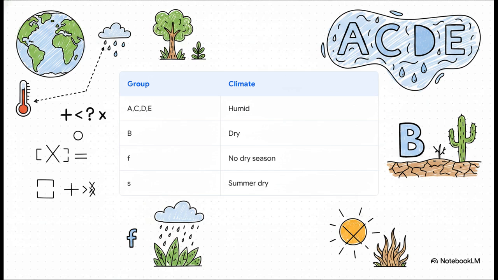Koeppen basically realized, hey, there's a super tight relationship between vegetation and climate. So he built this sort of secret code based on monthly temperature and precipitation. Notice the major groups here. Capital letters A, C, D, and E represent humid climates, while B stands for dry climates. Then we just tack on small letters, like f for no dry season or s for a summer dry season, to nail down the exact seasonal vibe.